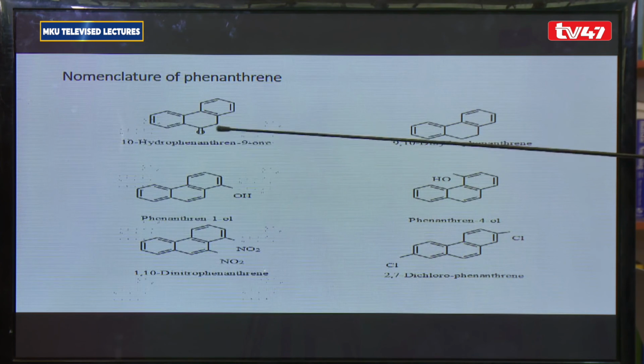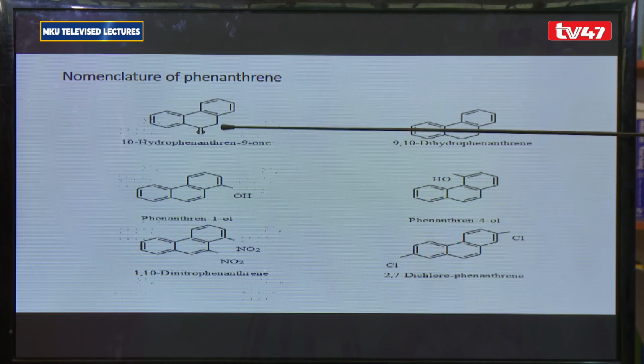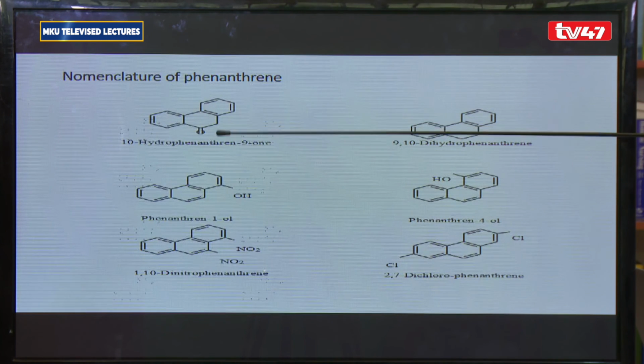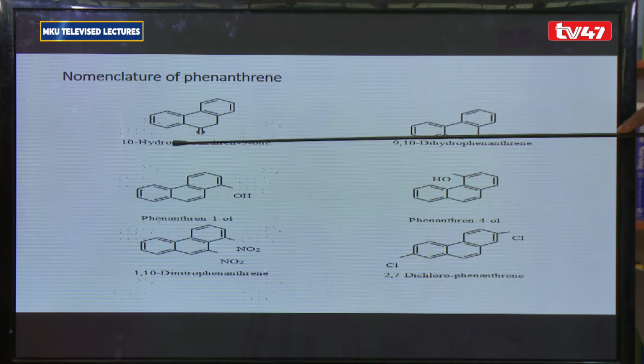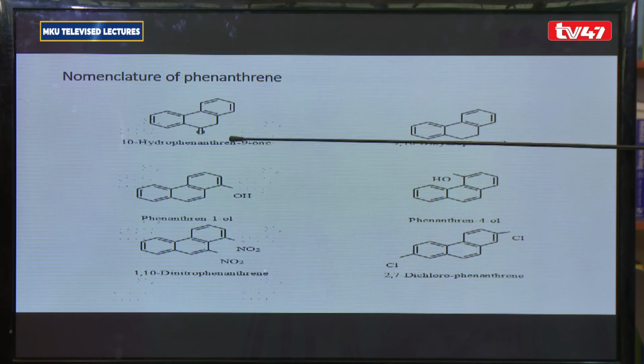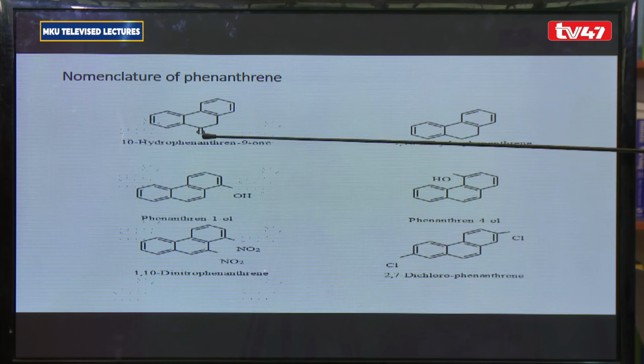So in that case, for example, this one can be seen as 10-hydroxyphenanthren-9-one. So there should be an OH group there. No, this is 10-hydro, meaning because here in the ring there are 2 hydrogens. That is why it is 10-hydro, meaning that there is a hydrogen substitution in position 10 and a carbonyl carbon in position number 9. So it becomes 10-hydrophenanthren-9-one.